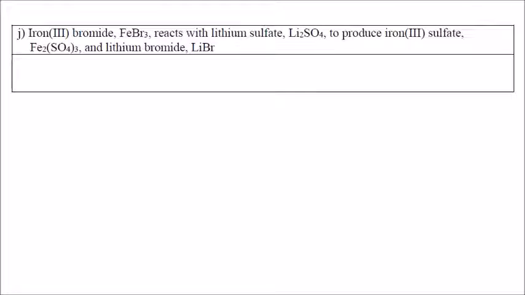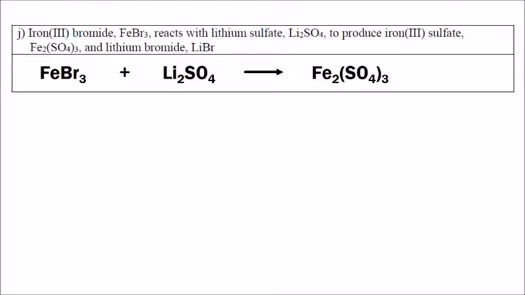Our next reaction involves a chemical called iron 3 bromide, FeBr3. It reacts with lithium sulfate, which has the formula Li2SO4. The products of the reaction are iron 3 sulfate, so Fe2 and then parentheses around the SO4 times 3, and finally lithium bromide, which is LiBr.